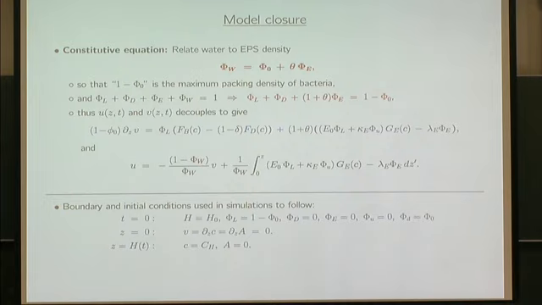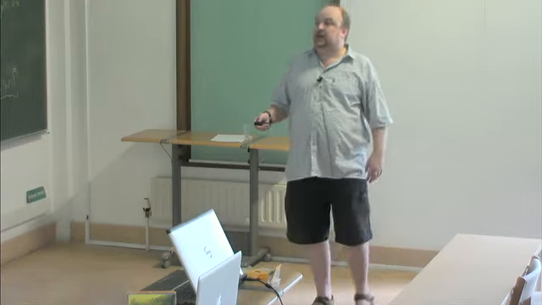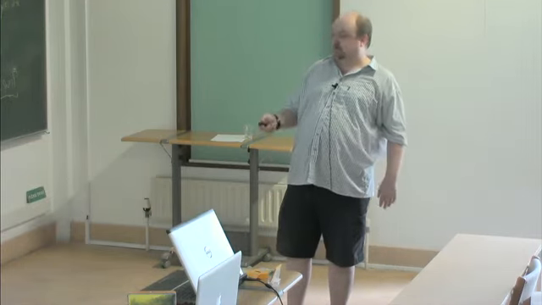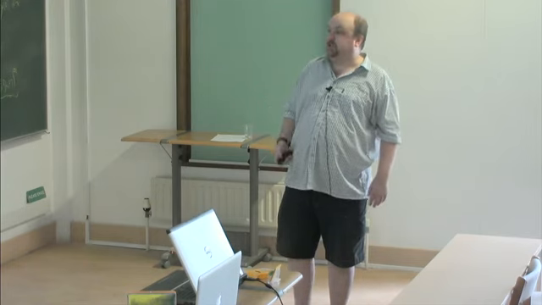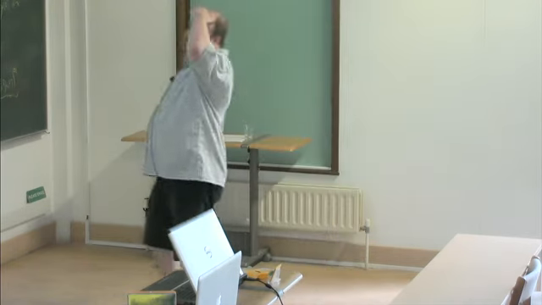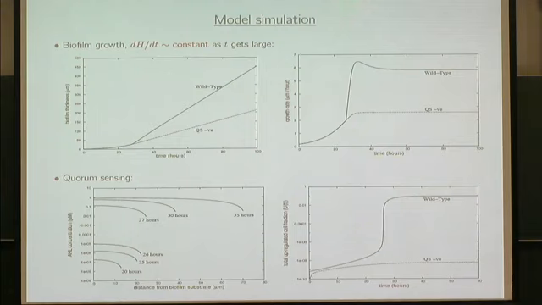And then we've got the simulations about to show. We've got some boundary and initial conditions. So you've got initial height. So we've assumed that all the cells are alive, no dead ones, no EPS, no upregulated cells or downregulated. Zero flux conditions at the base, and add nutrients, and we assume that quorum sensing molecules are lost completely at the edge.